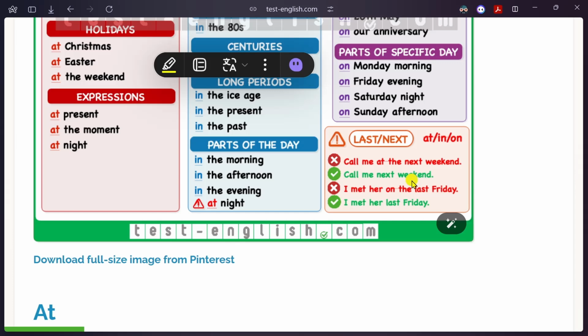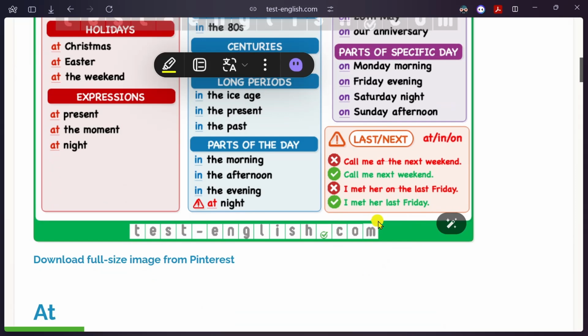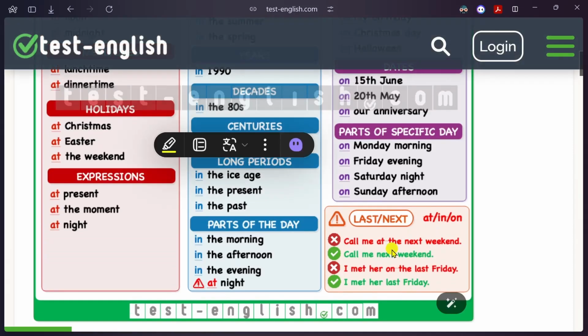Call me next weekend, not call me at the next weekend. Or I met her last Friday, not I met her on last Friday. Friday alone would be on Friday, right? So I met her last Friday, no preposition over there, okay?